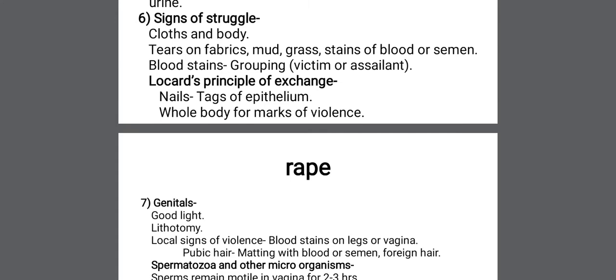Whenever two objects or two persons meet, either for quarrel, for any struggle, or for the purpose of rape, when the two persons meet, there is the exchange of certain material between them. So the nails will show the tags of epithelium while scratching or while resisting. The tags of epithelium of the opponent person will be seen, and they have been caught in the nails.